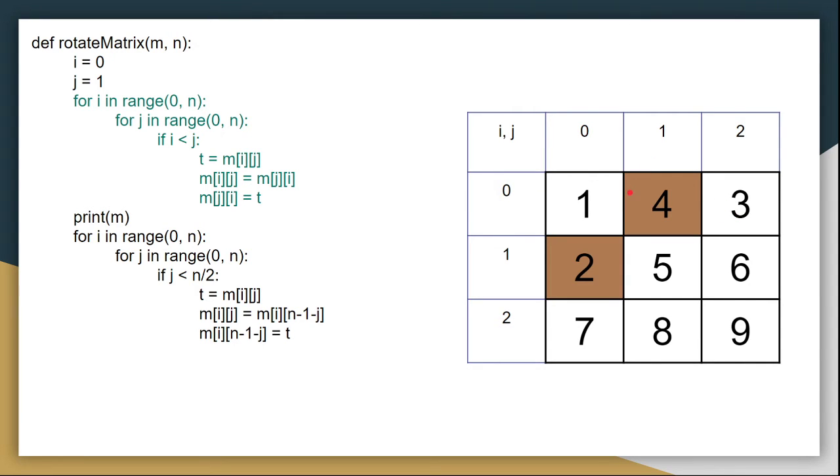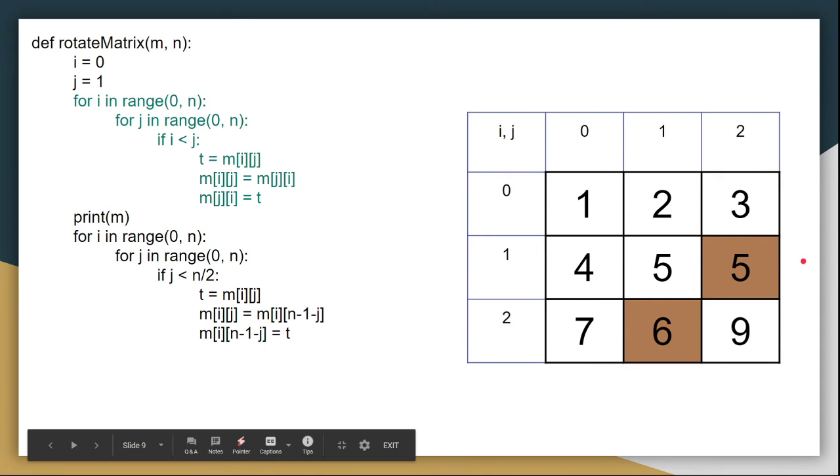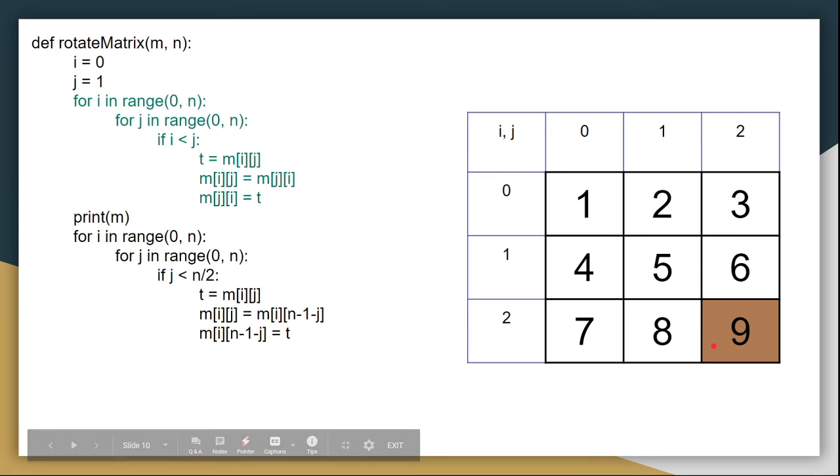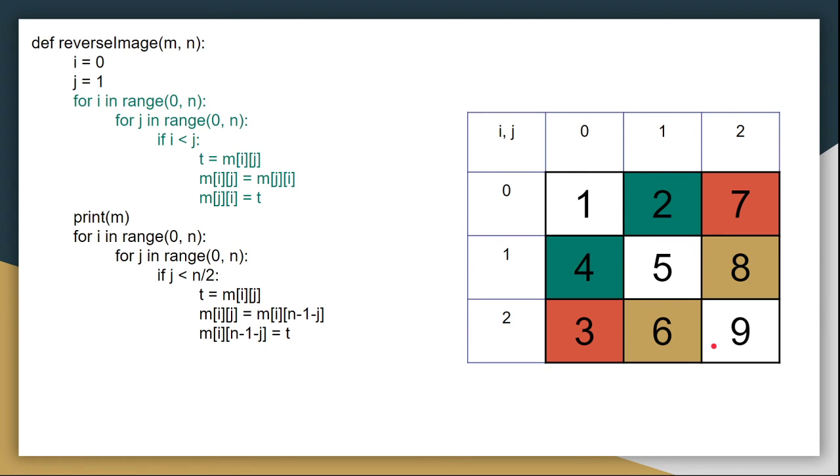Now, 1 is bigger than 0, so you swap them. And 2 is bigger than 1, so you swap them. No, 2 is bigger than 0, so you swap them. 0 is not smaller than 1, and 1 is not smaller than 1. But 2 is bigger than 1, so you swap them. And 2 is not bigger than 2, so you don't swap anything. So that's what we've transposed.